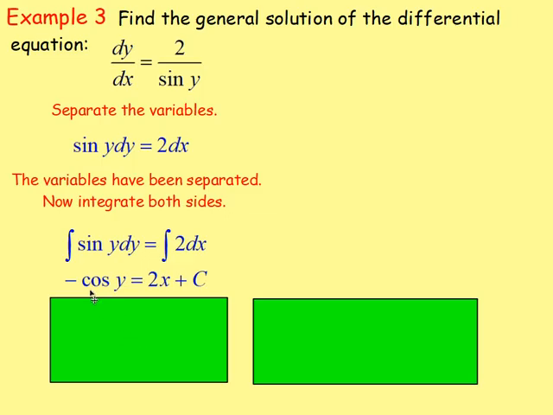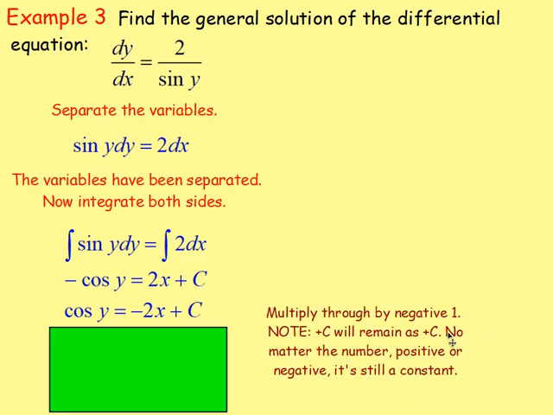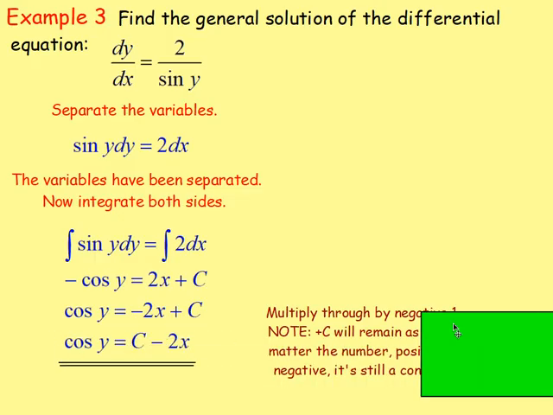From there, we've got the negative at the start for y, so really we want to multiply through by negative 1. We want to change that. Doing that, we will end up with positive cos y. That will equal negative 2x, and our plus c will not change to take away c, because whether it's positive or negative, it's still just a constant, so you write it as plus c. So, plus c will remain as plus c no matter the number. Therefore, your answer will be cos y equals negative 2x plus c, which you could rewrite as c take away 2x if you so desire.